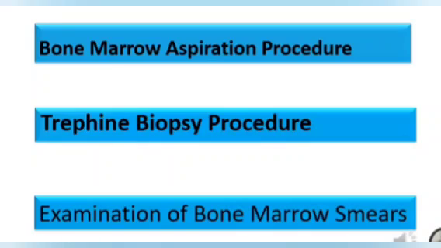So we will discuss, inshallah, in the coming lecture the bone marrow aspiration procedure and trephine biopsy procedure. What is the exact procedure of these trephine and aspiration, and then we will discuss the normal morphology of the bone marrow, and then what we will get in disturbed conditions, like in sideroblastic anemia, or anemia of chronic disorder, or leukemia. So we will discuss it one by one.